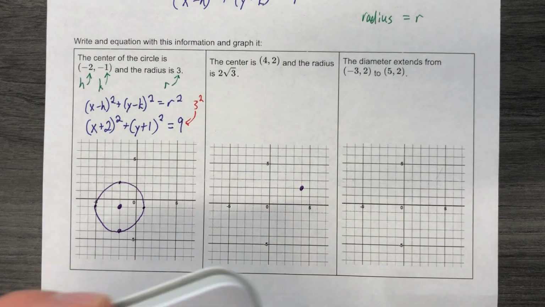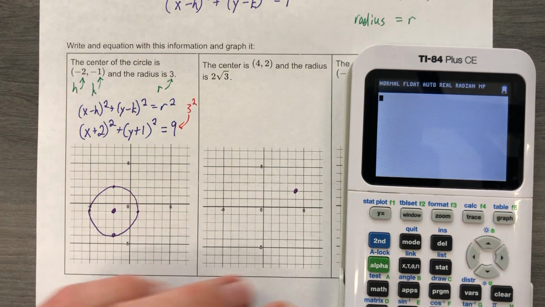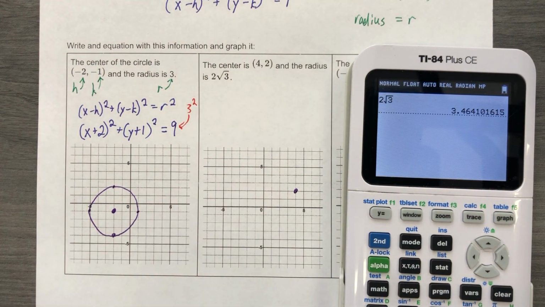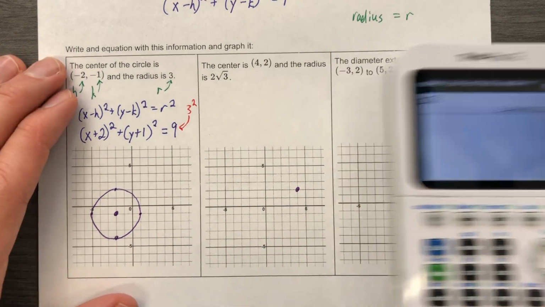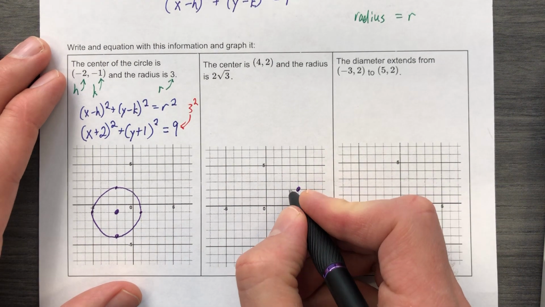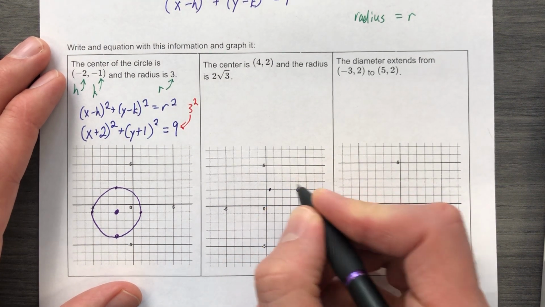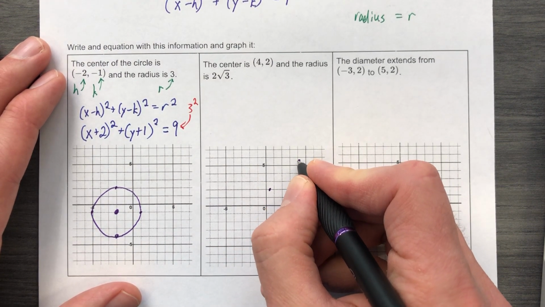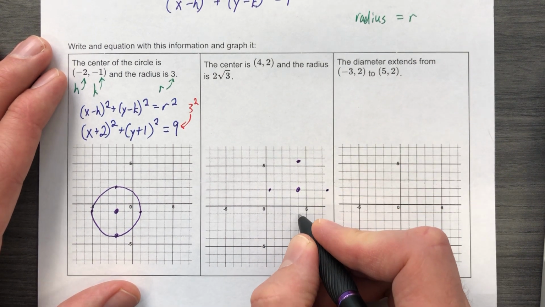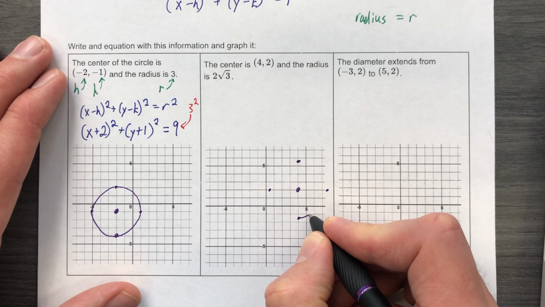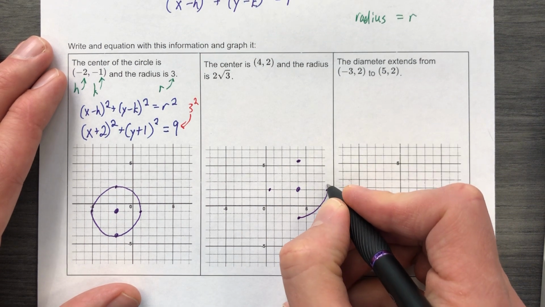Well, that doesn't help me much. Let's just go ahead and figure out what that is. So 2 times the square root of 3 is about 3.5. We'll go 3.5, right? Don't get too picky and be like, oh, 3.464, just 3.5. Close enough. So 1, 2, 3.5. There you go. You got a circle.